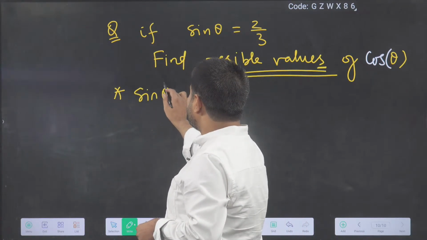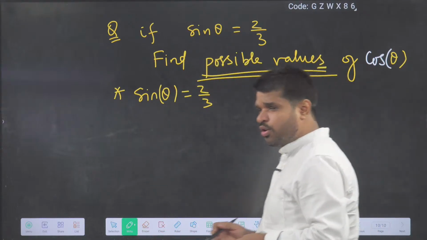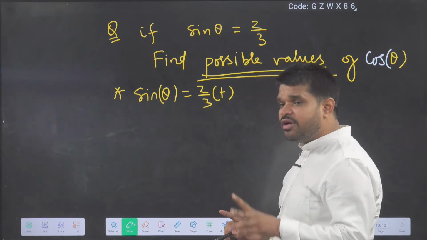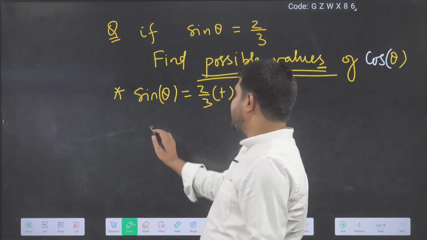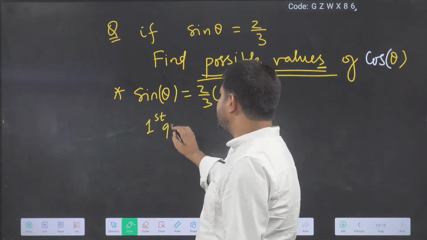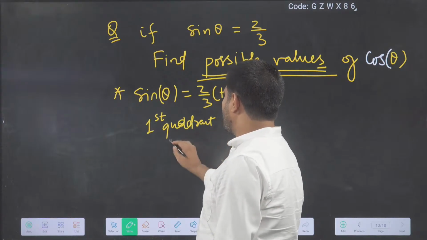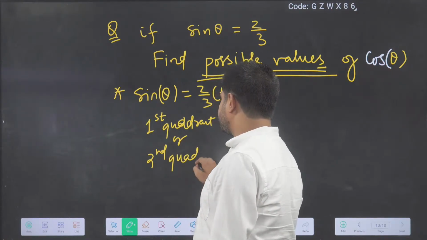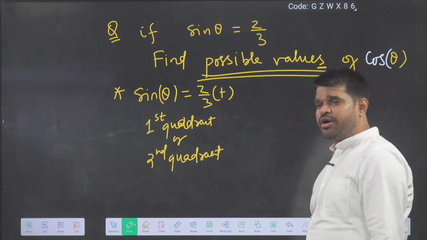Sine theta equals 2 by 3. This sine is positive. Sine theta is positive in which quadrant? First and second. So the angle should be either in the first quadrant or the second quadrant.